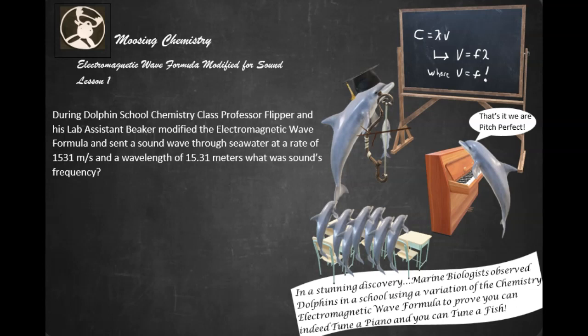Alright, so in chemistry, when we talk about the electromagnetic formula, we use the formula C equals lambda V, where C is the speed of light, lambda is equal to wavelength, and V is equal to frequency.